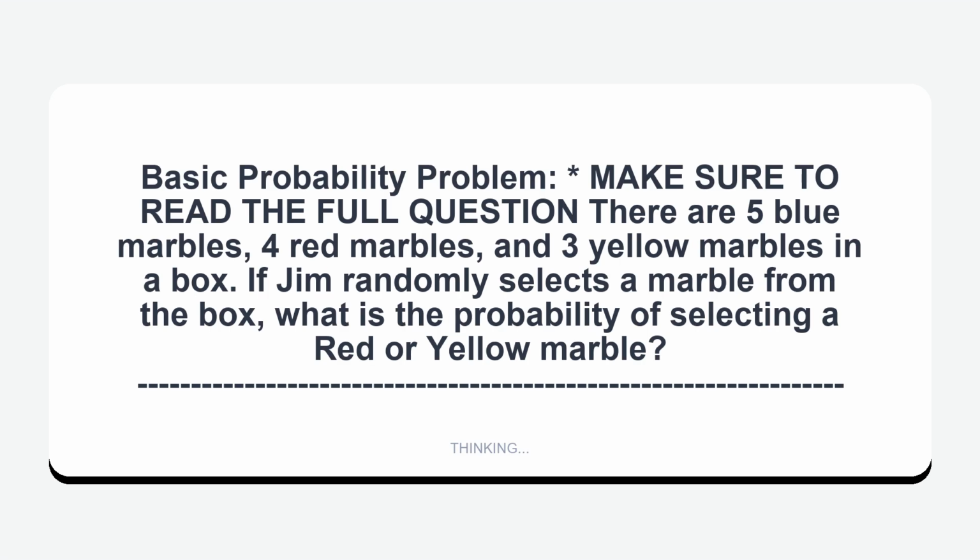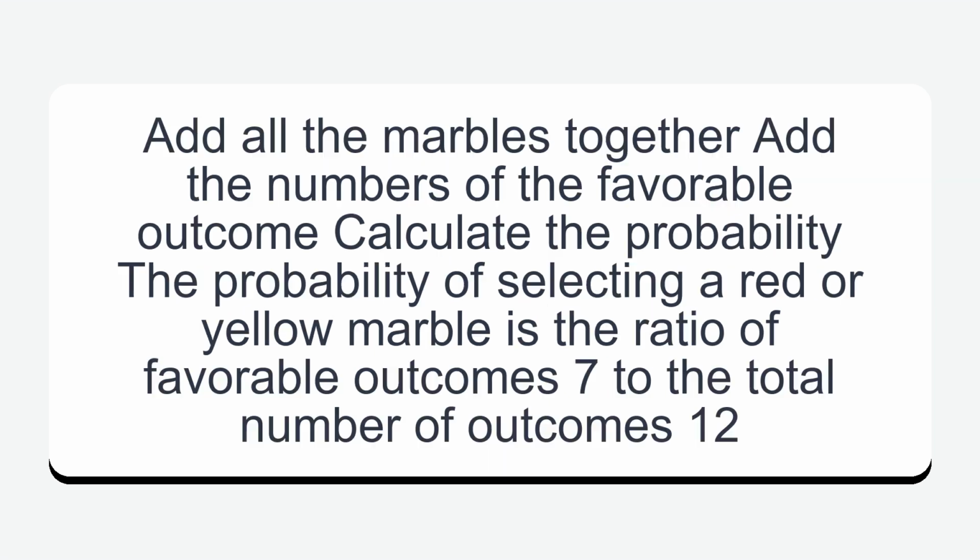Basic probability problem. Make sure to read the full question. There are 5 blue marbles, 4 red marbles, and 3 yellow marbles in a box. If Jim randomly selects a marble from the box, what is the probability of selecting a red or yellow marble? Add all the marbles together. Add the numbers of the favorable outcome. Calculate the probability. The probability of selecting a red or yellow marble is the ratio of favorable outcomes, 7, to the total number of outcomes, 12.